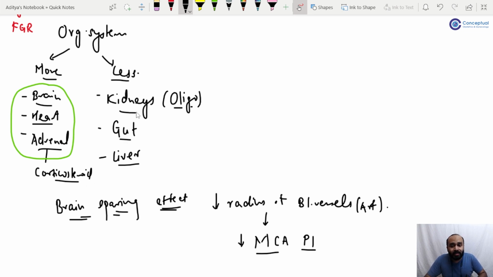Unfortunately, what happens is the kidney is not getting enough blood, so it results in oligohydramnios. The gut doesn't get enough blood. So what happens? The splanchnic circulation, that is the blood supply to the intestines, to the stomach, is impaired.